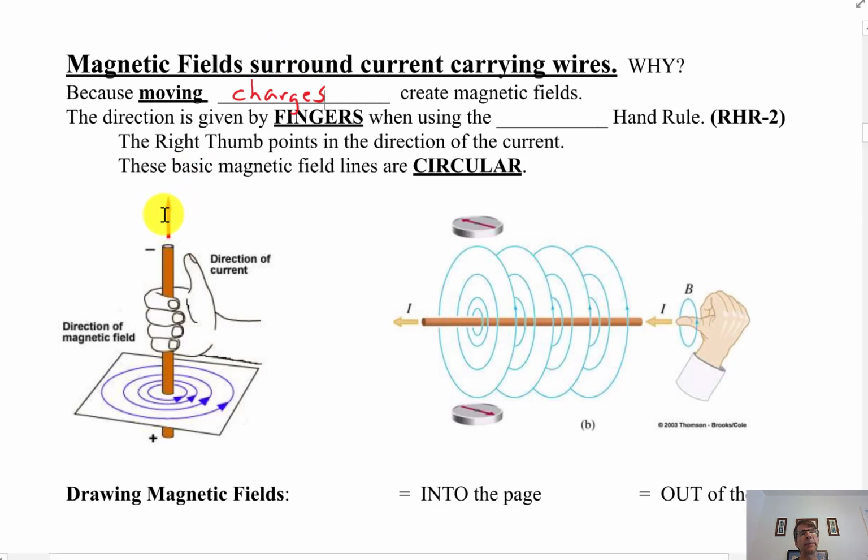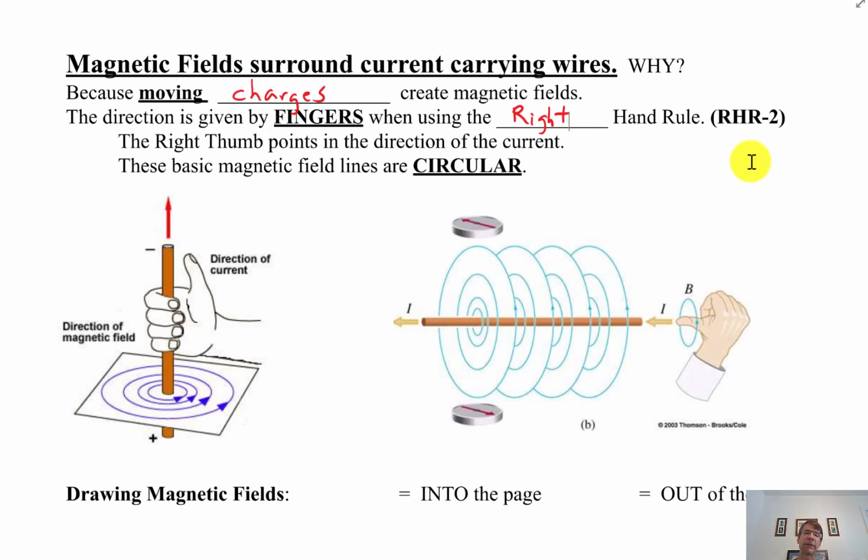This red arrow here represents current flowing in a wire. And we have what's called the right-hand rule to figure out the direction of a magnetic field, which are circular. I mentioned that in the previous notes. The direction is given by the fingers when using the right-hand rule. Now, I'm going to use the convention from our book. They call this the RHR2, right-hand rule number 2. I'm going to do these in opposite order that they do them in the book. Right-hand rule number 2, or just usually it's called right-hand rule.